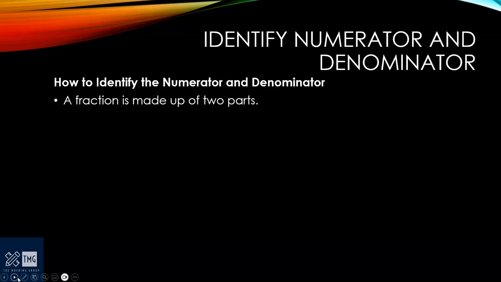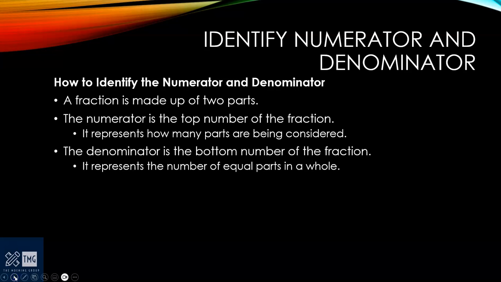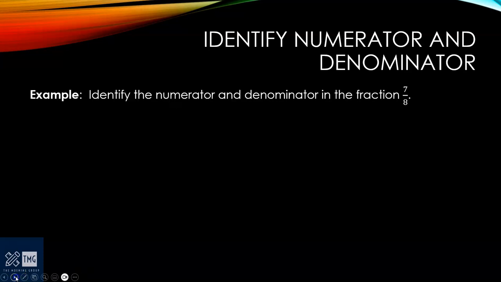Well, every fraction is made up of two parts. The numerator is the top number of the fraction. The numerator represents how many parts are being considered, while the denominator is the bottom number of the fraction, and the denominator represents the number of equal parts in the whole. So in the whole thing, how many parts do we have? Then the numerator is kind of like a subset. How many of those parts are we playing? So the numerator is on the top, denominator on the bottom.